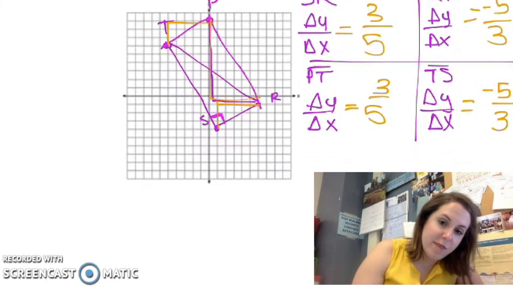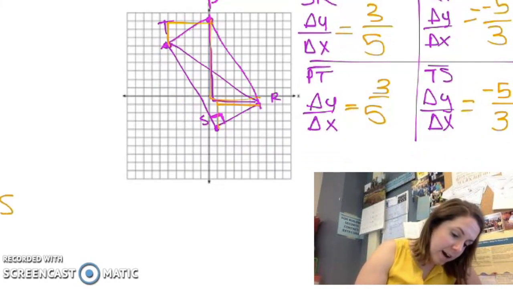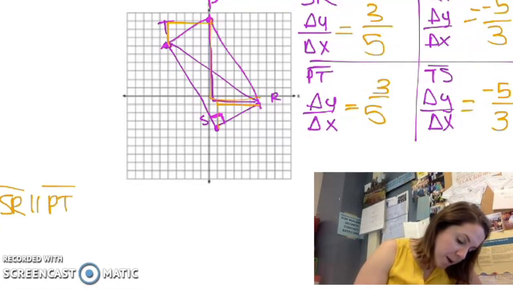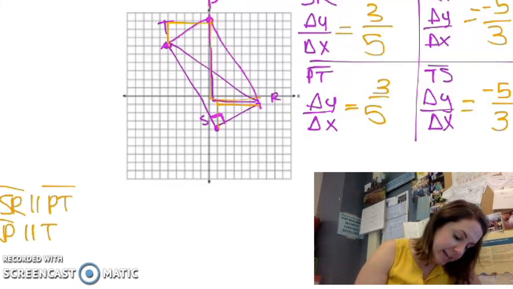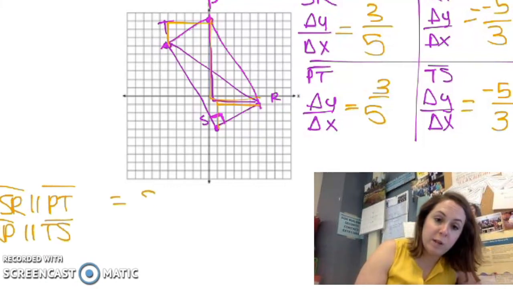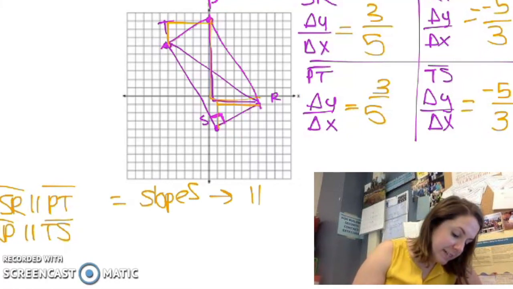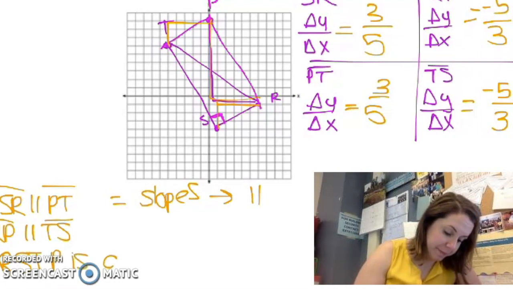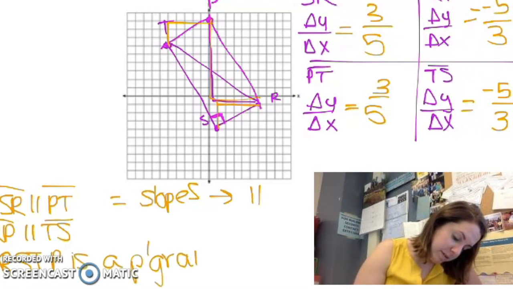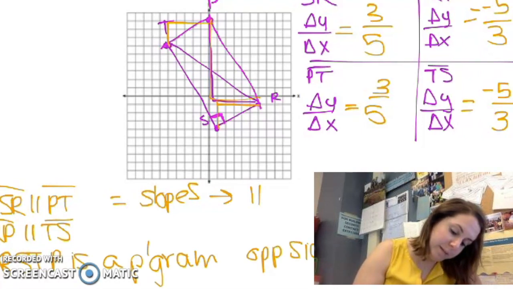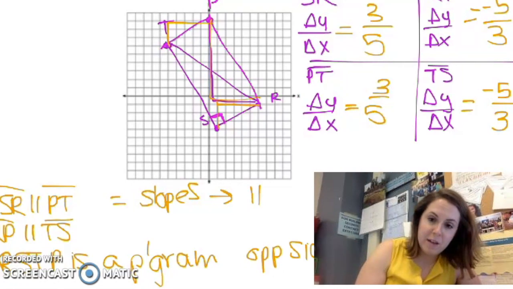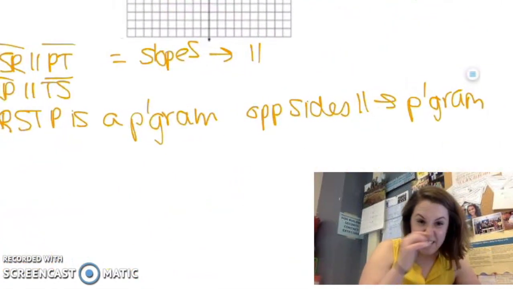So I can say here, I'm going to write it over here, SR is parallel to PT, and RP is parallel to TS. And I know that because equal slopes imply parallel. And that means I can say RSTP is a p-gram because opposite sides parallel implies p-gram. And that is behind my face. There you go. I can see it.